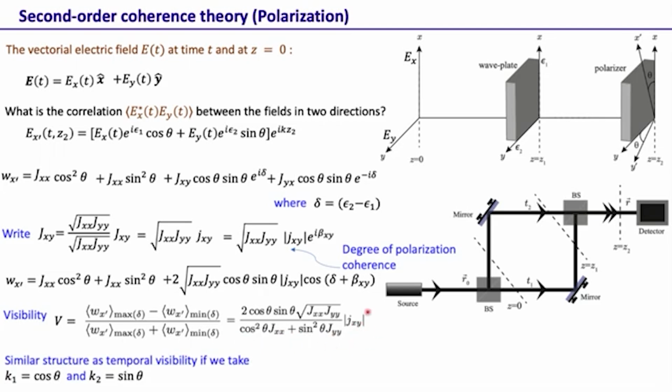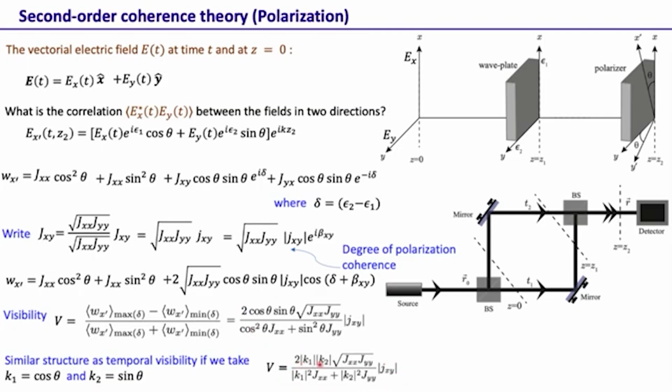Now this has exactly the same structure as we have for the temporal visibility. In that case we had k1 and k2, the factors that we multiplied for the fields coming from these two directions. So if we identify this k1 as cosine theta and k2 as sin theta, then this expression is exactly the same as the expression of visibility we had in the case of temporal.